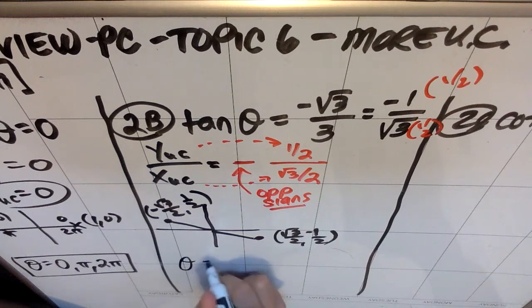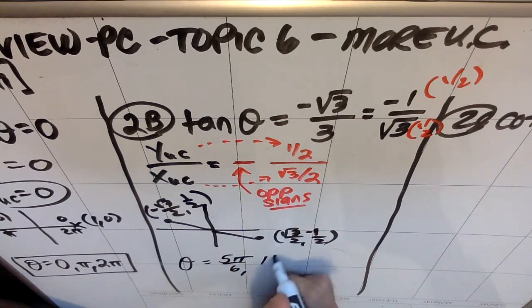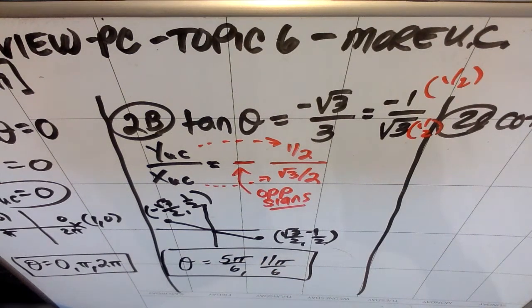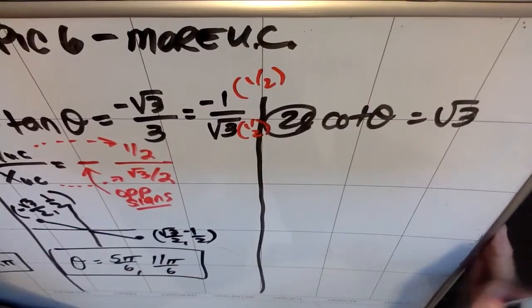So my answer here is going to be this angle, which is 5 pi over 6, and this angle, which is 11 pi over 6. So again, there's a little bit of a mental leap there. Now, having done 2b, I think you're going to find that 2c is not awful, right?